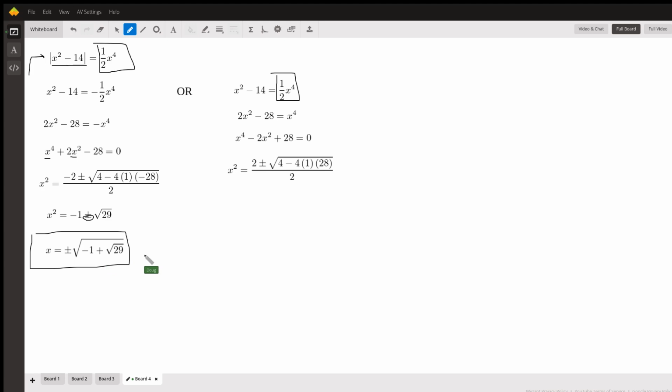Those are the x values, and that's that -2.09. And over here, if we try the same thing we get a discriminant that's negative, so there are no solutions here.